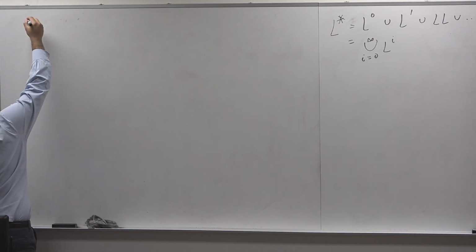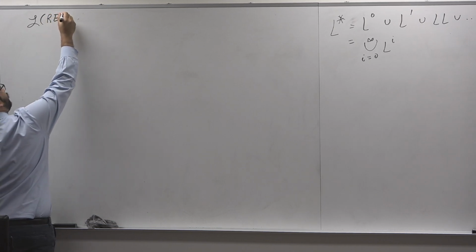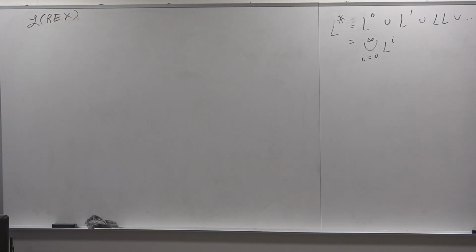We need to prove that, let L3 be the class of languages which are described by regular expressions. So L is in L3 if there's a regular expression for it. It's not the set of regular expressions, but the set of languages described by regular expressions. We want to prove this is equivalent to the regular languages. So what we'll do is prove that it's equivalent to either the DFA or the NFA. Which one should we pick, the DFA or the NFA?